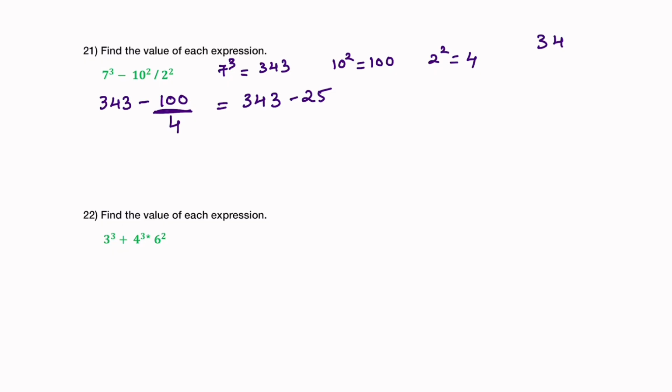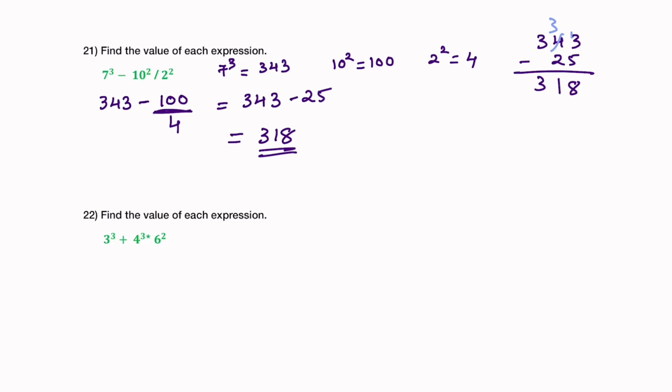So 343 minus 25. That's 3 and we give 1 over there. So that's 13 minus 5 is 8. 3 minus 2 is 1 and that 3 is here. So the answer is 318.